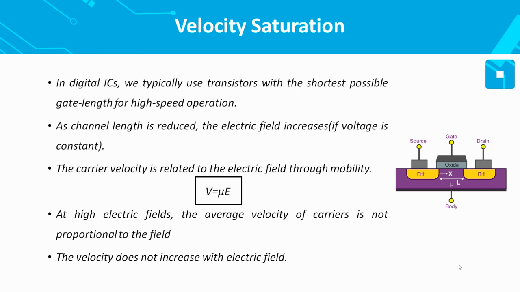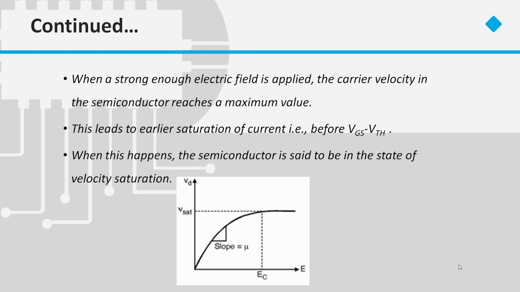But at high electric fields, the average velocity of a carrier is not proportional to the field and it does not increase with the electric field. Rather, when a strong enough electric field is applied, the carrier velocity in the semiconductor reaches a maximum value, that is, the saturation condition. So this leads to the earlier saturation of the current, that is, before the drain voltage reaches VGS minus VTH, the current reaches the saturation state. And when this happens, the semiconductor is said to be in the state of velocity saturation.